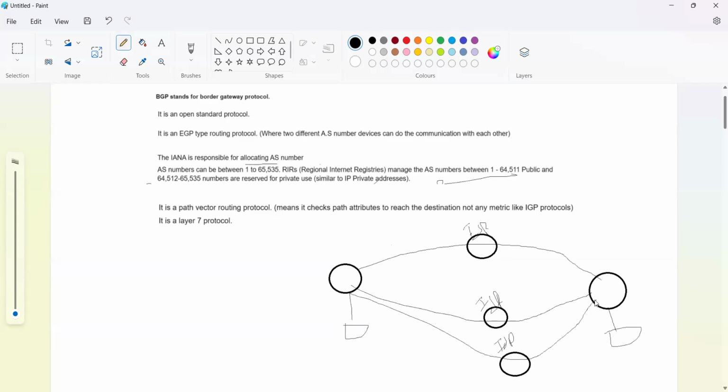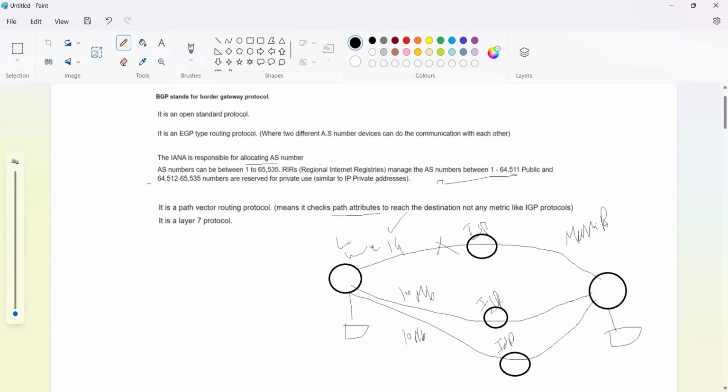Here we are using a 1 gig link, here a 100 Mbps link, and here a 10 Mbps link. Compared to these two links, this one is the best path. So in this case, I can use this one as the best path. We have local preference and weight, and with the help of those path attributes, I can manipulate the path, whichever we need.